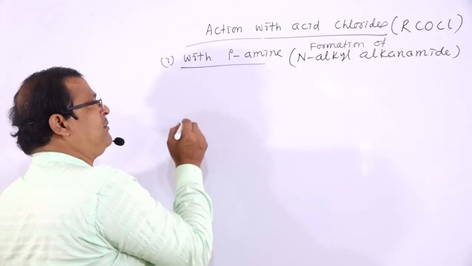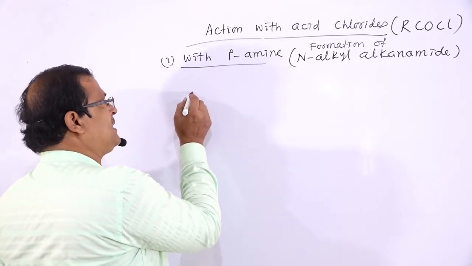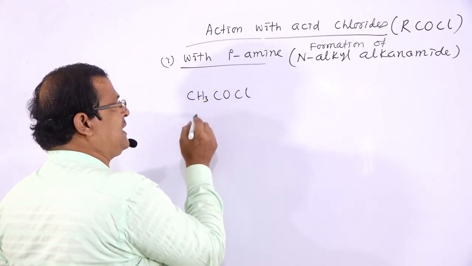So we will see by giving suitable examples. For example, the acid chloride CH3COCl, that is acetyl chloride.